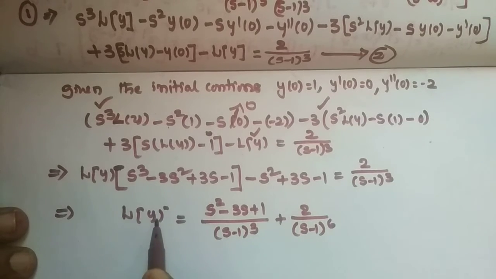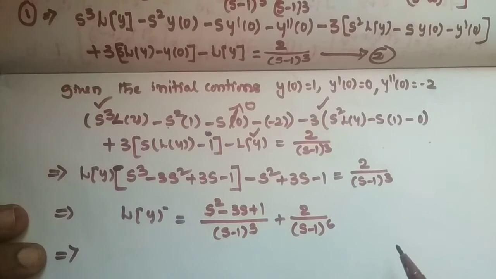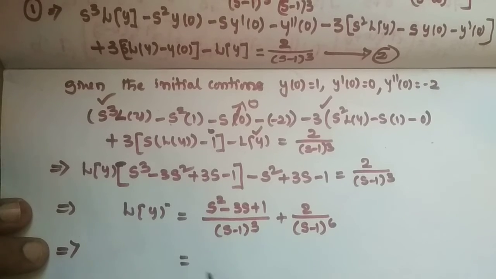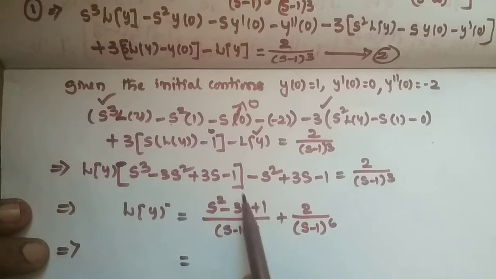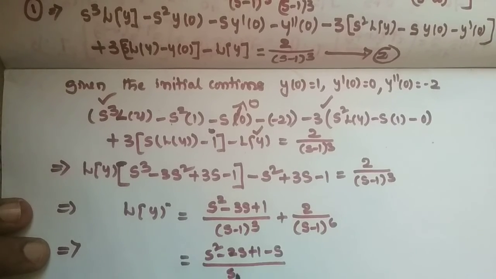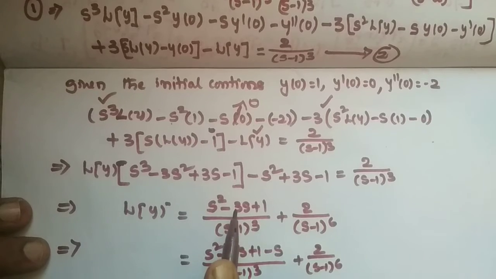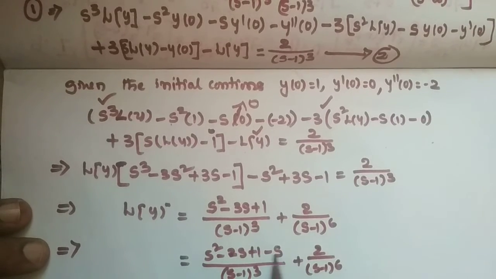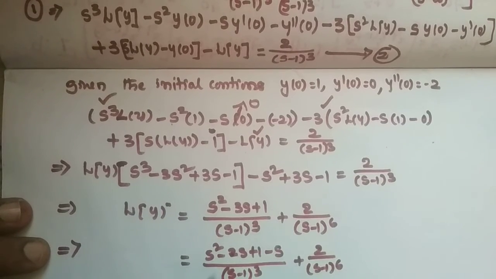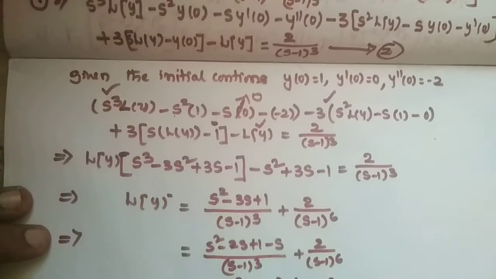Next, now I am going to find y. So first simplify this one, then we will go to the inverse Laplace transformation on both sides. This can be written as (s square minus 2s plus 1 minus s) by (s minus 1) whole cube, plus 2 by (s minus 1) whole to the power of 6. Here I am writing minus 3s as minus 2s minus s. So the simplified one, I can write as (s minus 1) whole square minus (s minus 1) minus 1, by (s minus 1) whole cube plus 2 by (s minus 1) whole to the power of 6, as it is.